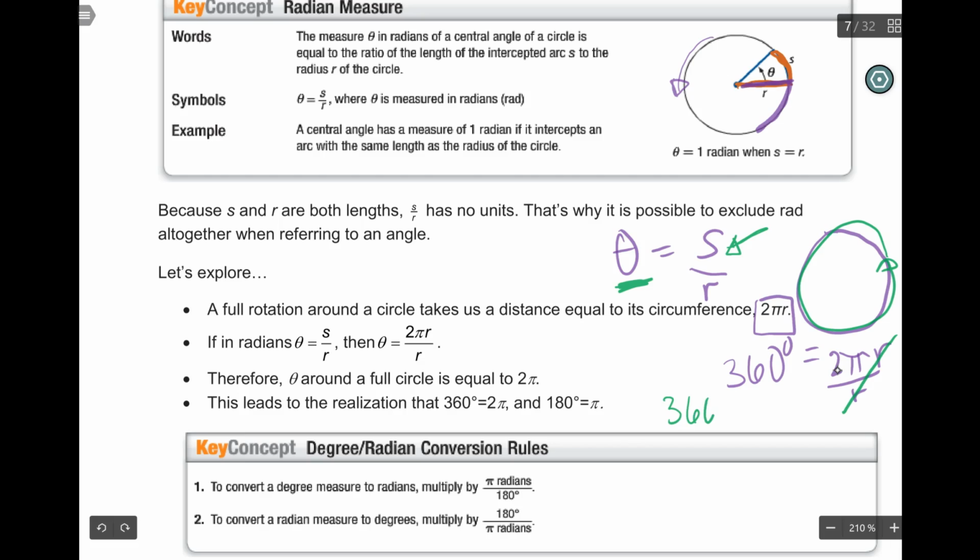So we know 360 degrees is going to equal 2 pi. So that's what this is saying. 360 degrees is equal to 2 pi, 180 degrees is equal to pi.